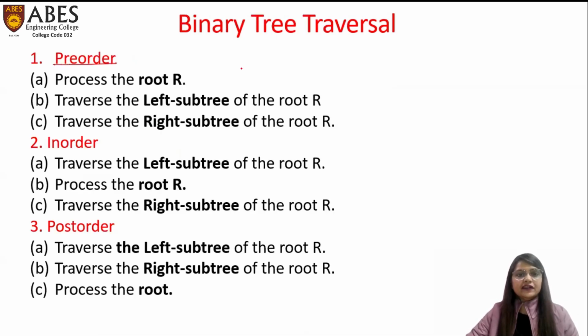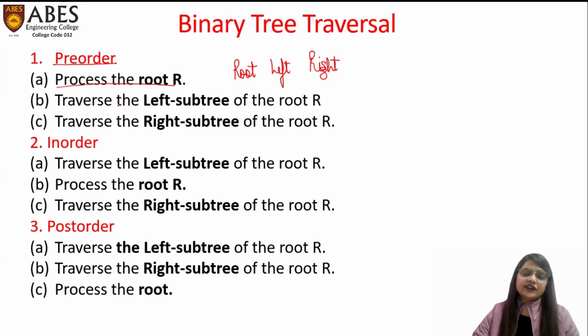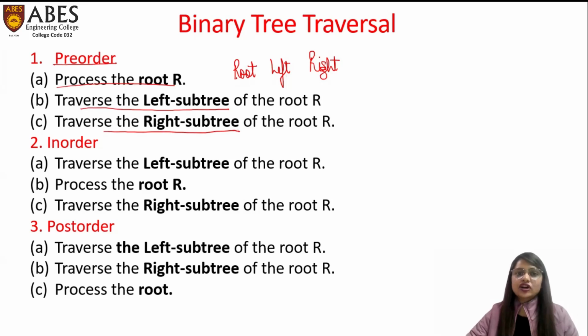In pre-order traversal, we have to traverse the root node first. Then we have to traverse the left child. After that, we have to traverse the right child. So this is the recursive procedure that we have to follow until we have traversed all the nodes of a binary tree. First of all, we have to process the root node. Then we have to traverse the left subtree. Then we have to traverse the right subtree. In short, we have to traverse the root node first, then the left child, and then the right child.